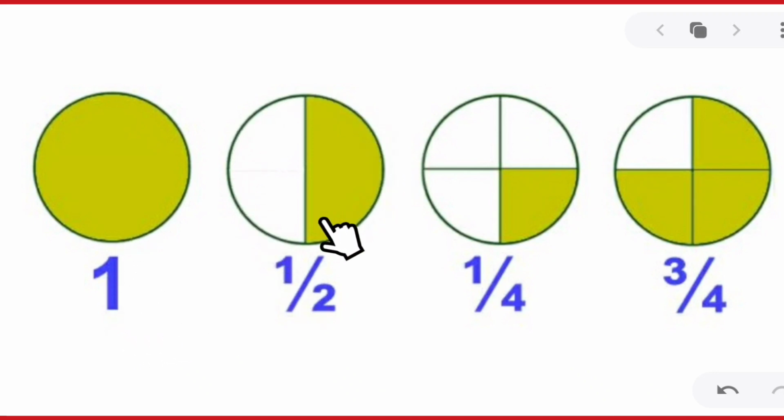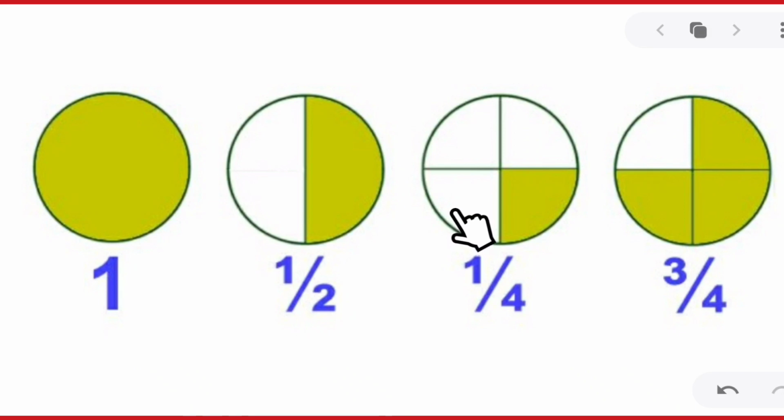Second one, see the circle. Half part is shaded. Half part is not shaded. So we can write it as shaded portion divided by whole part. Shaded portion means one part is shaded. So 1 by total parts, 1, 2. So we write 1 by 2.